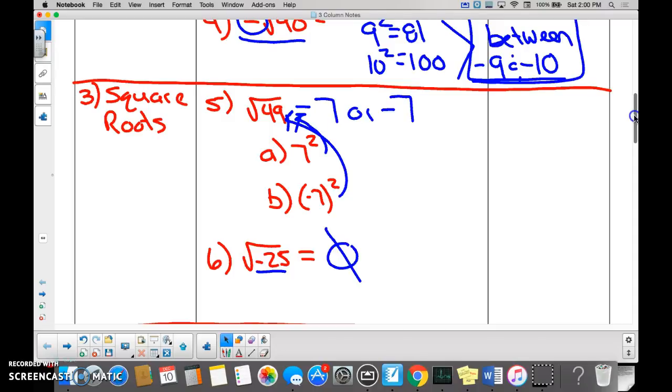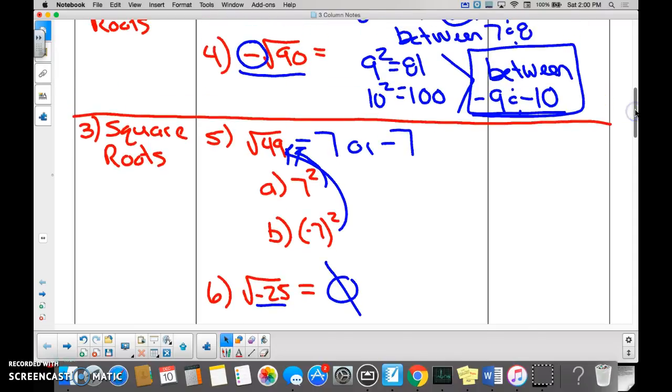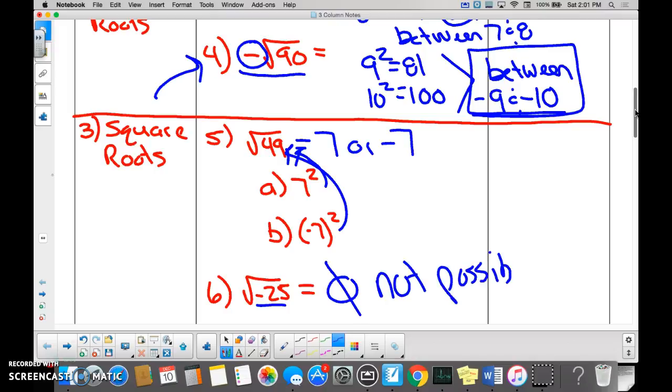Earlier on, I corrected myself, but I said the square root on number 4, way back up here, I said the square root of negative 90, and then I corrected myself. Make sure you're very careful when reading these. Number 4, when I corrected myself, I said the negative square root of 90. Number 6 here would be the square root of negative 25, which is not possible. The 0 with a slash through it, if you don't know that already, means not possible.